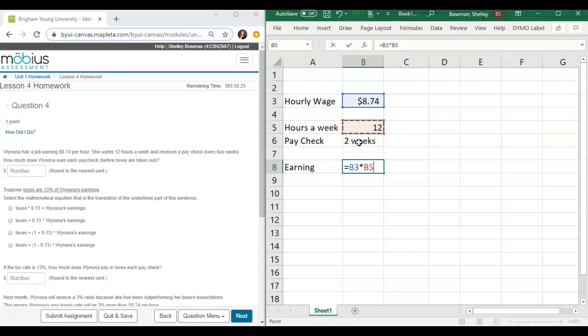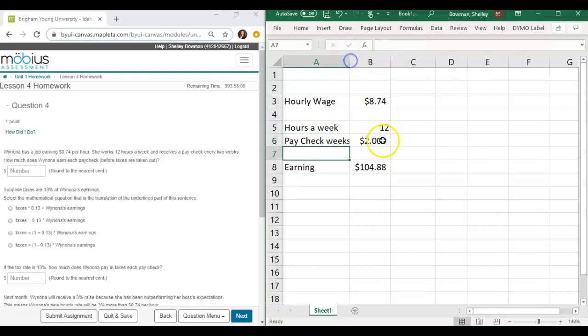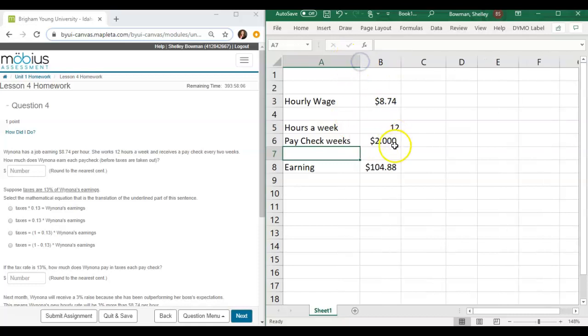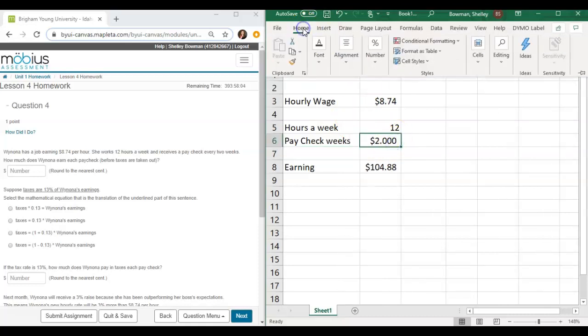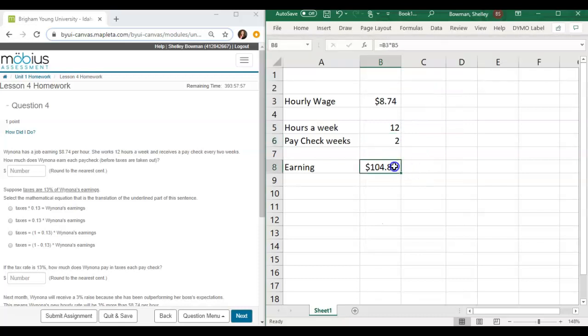Oh, I should cell reference that. You know what? I'm going to change this because the weeks are in here. I can't cell reference that as a 2. So I'm going to press enter and just fix this here. Paycheck every 2 weeks. This is in weeks. Oh, and it wants that as money. So we're going to go change this. Go to home. We're going to format the cell, not as currency, just general. There we go. So now I can come back in here and finish this by multiplying it by 2 weeks.